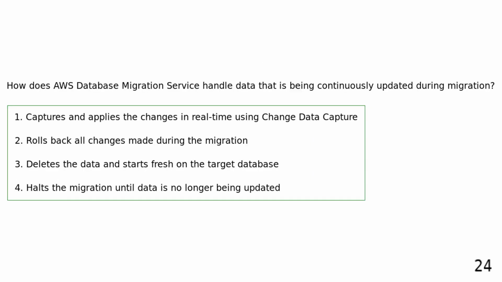How does AWS Database Migration Service handle data that is being continuously updated during migration? Captures and applies the changes in real time using change data capture. Rolls back all changes made during the migration. Deletes the data and starts fresh on the target database. Halts the migration until data is no longer being updated.